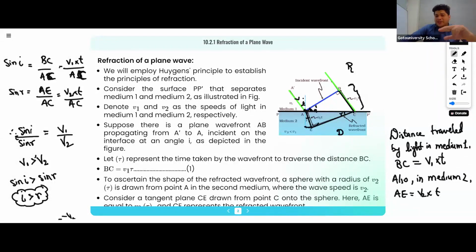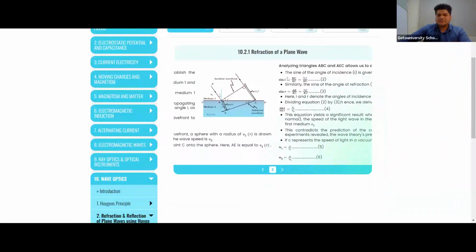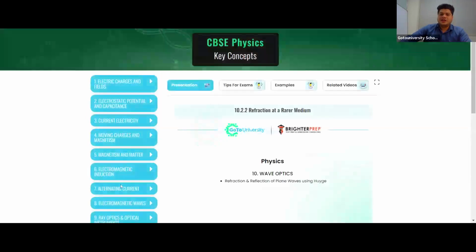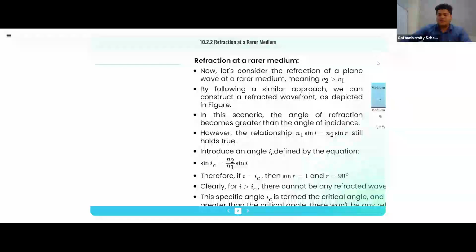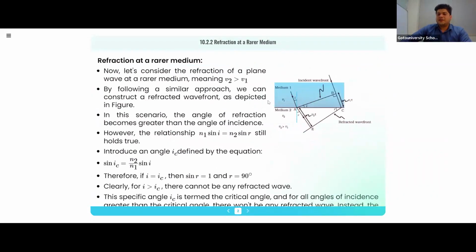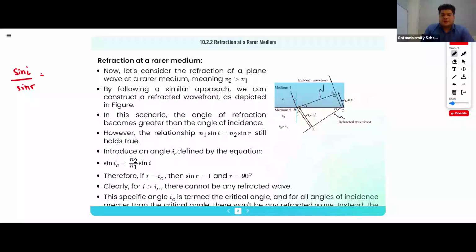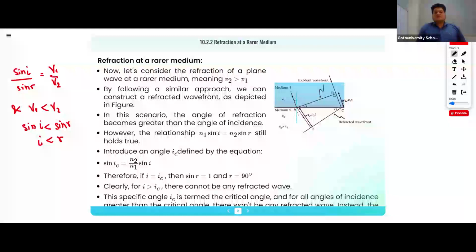Now in the case of the rarer medium, what will happen? It will be inverted. I'll not derive the entire derivation, I'll just explain what the things are. If the case is inverted like this, and you solve with the help of the same concept, you will get sine I upon sine R is equal to V1 upon V2, and here V1 is smaller than V2. If V1 is smaller, that means sine I is smaller than sine R, so I will be smaller than R. This is just the inverted case.